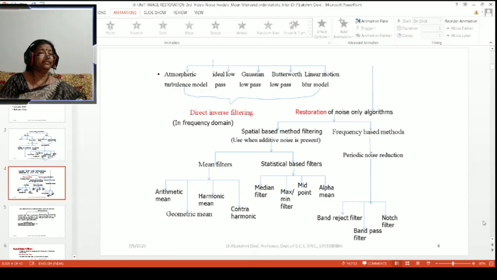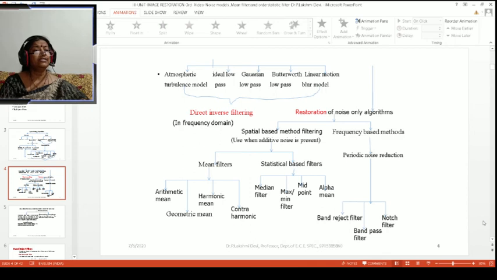That particular concept is divided into two types: one is spatial based method filtering and the other is frequency based method filtering. In spatial based method filtering, we already observed the different types, which are again categorized into two types: mean filters and statistical based filters. Mean filters are categorized into four types: arithmetic mean filters, geometric mean filters, harmonic mean filters, and contra-harmonic mean filters. This I already showed you in the last video, and the statistical based filters are also completed. Those are median filters, max or min filters, midpoint filter, and alpha mean filters.